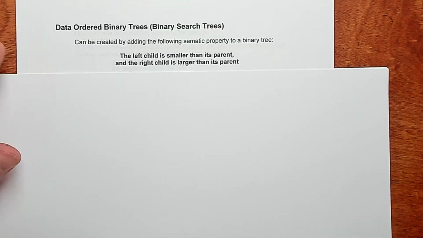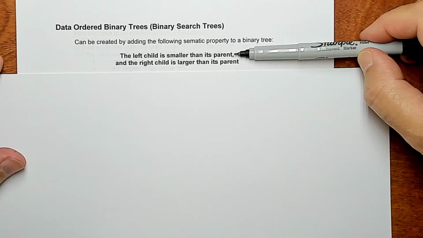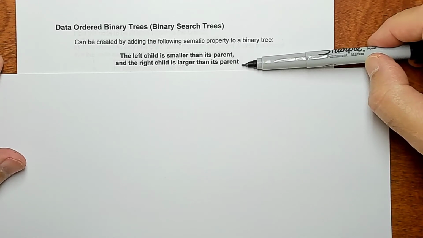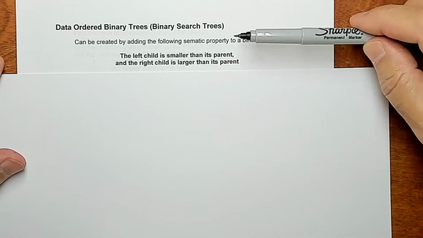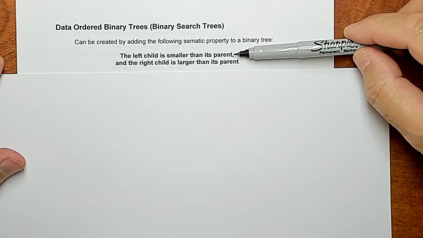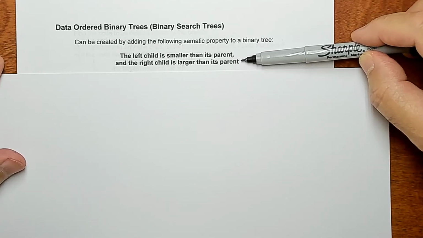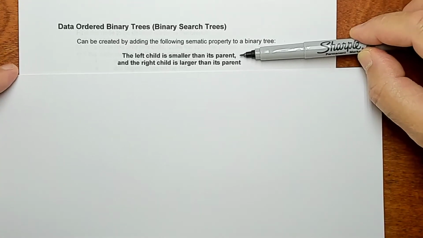Okay, so let's add the semantic property to a binary tree that the left child is smaller than its parent and the right child is larger than its parent. So like for humans, you could do this with your kids. You have kids and they're all different sizes. Some kids are tall, some kids are short, and you might have a kid that grows up to be taller than you. So you'd put him on the right if you got a big old giant kid. And then if you have a short kid, you put him on the left.